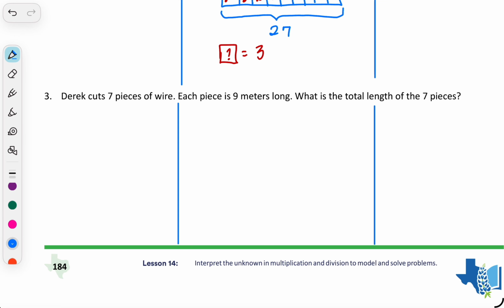Now I'm going to solve. It says Derek cut 7 pieces of wire. Each piece is 9 meters long. What is the total length of 7 pieces? Okay, so let's figure out what it is that we know. What are we looking for?